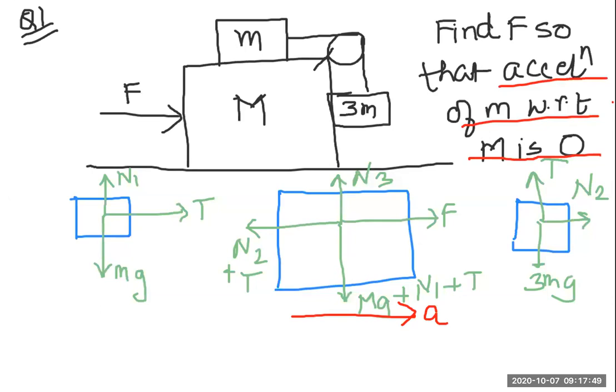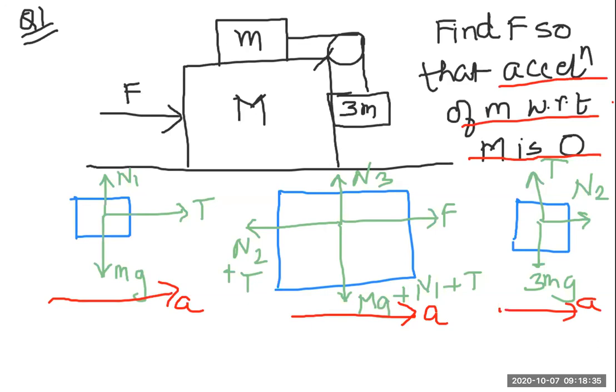So if a train is accelerating with acceleration A and you see a person inside the train who does not have any acceleration with respect to the train, then what is the acceleration of that person? The acceleration of that person must also be A, right? Both must have the same acceleration for the relative acceleration to be zero. So this guy must have the same acceleration A. And therefore, this 3m must also have the same acceleration A.